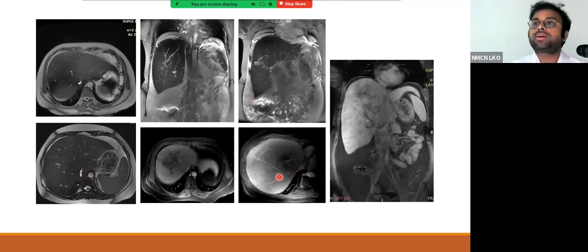Here again, this is contrast axial image showing right hepatic vein with its short segment central stenosis. And here on post contrast images, we can see collaterals, but these collaterals are not taking up contrast, suggestive of thrombosis of collaterals.